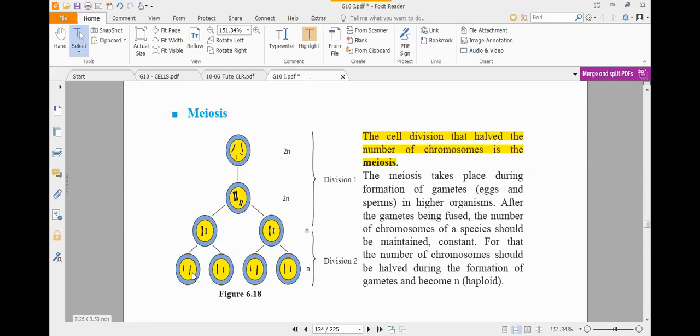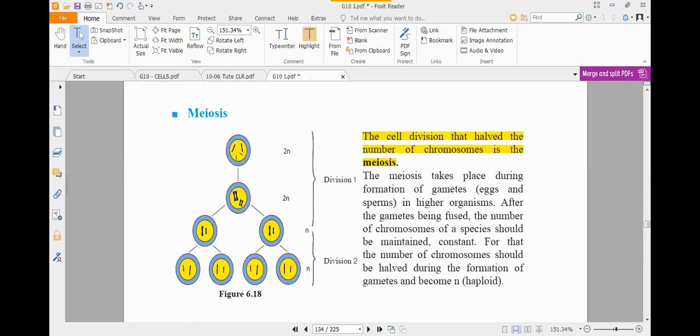There are no pairs. Let me take the third point again. 2 long, 2 short. That means 1 pair long, 1 pair short. Dividing equally into 2, 1 long each for 2 cells, 1 short each for 2 cells. Accordingly, 2 cells. The other one also results the same way, 2 cells, altogether 4 cells. Now these are the daughter cells, and there are 4 daughter cells resulted.